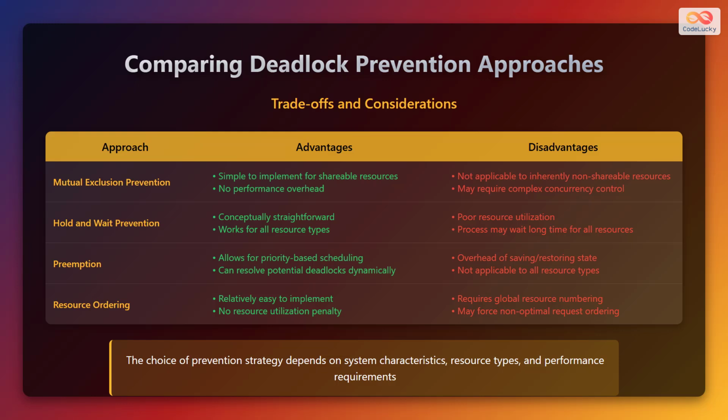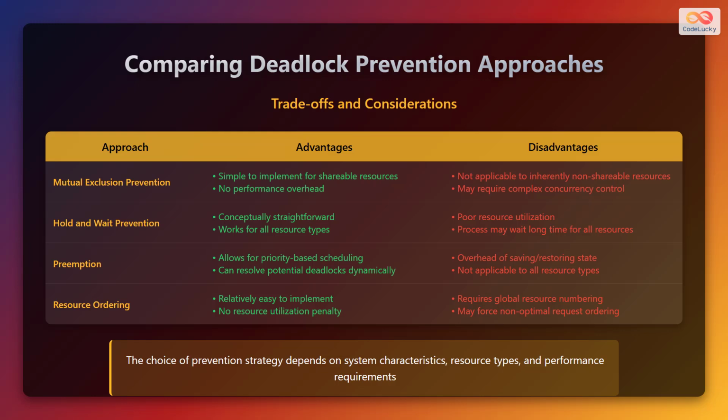Each deadlock prevention approach has its own advantages and disadvantages. Mutual exclusion prevention is simple to implement for shareable resources and has no performance overhead, but it is not applicable to inherently non-shareable resources and may require complex concurrency control. Hold and wait prevention is conceptually straightforward and works for all resource types, but leads to poor resource utilization and processes may wait a long time for all resources.